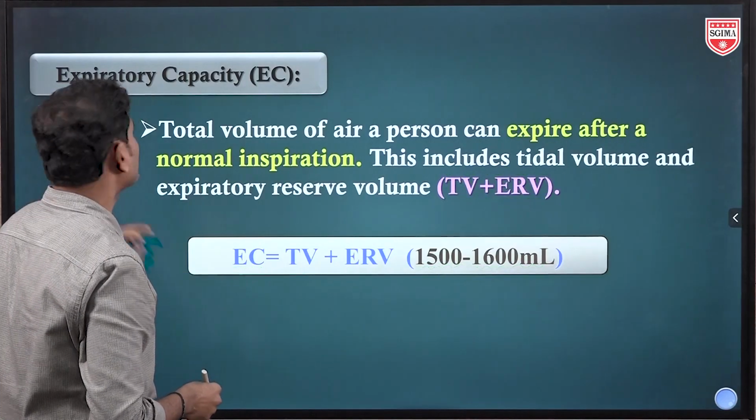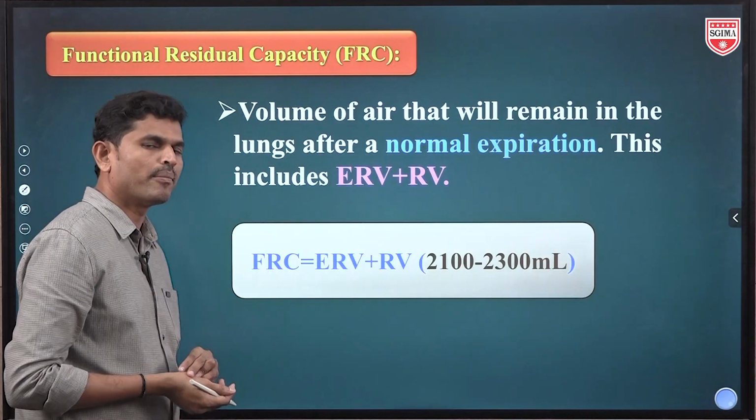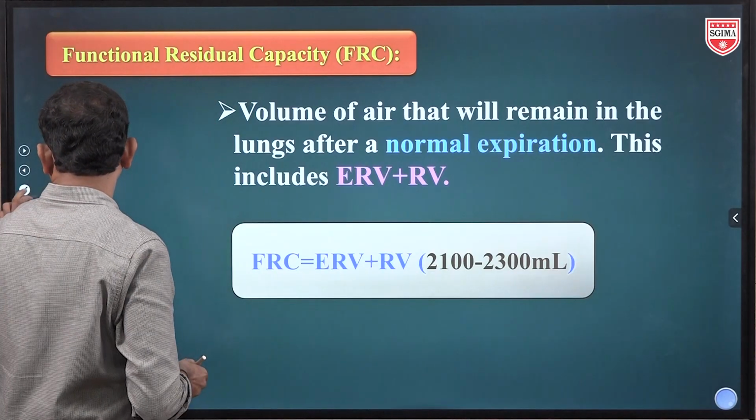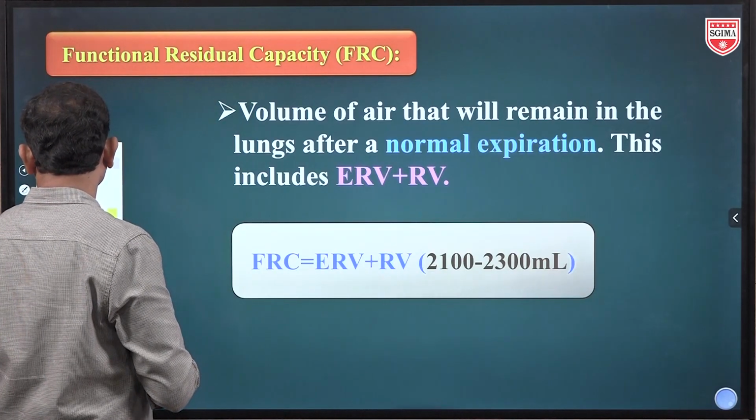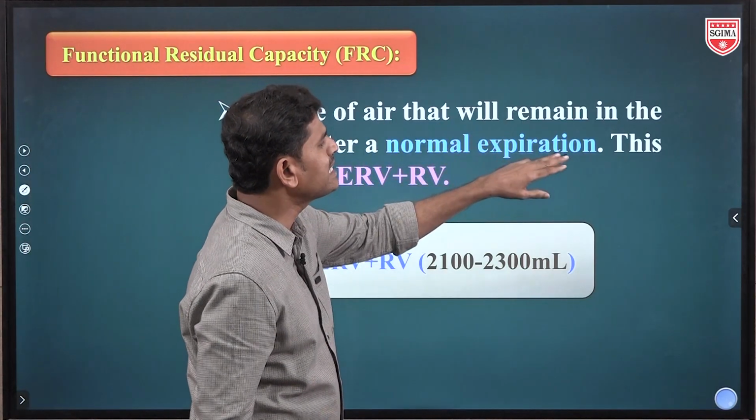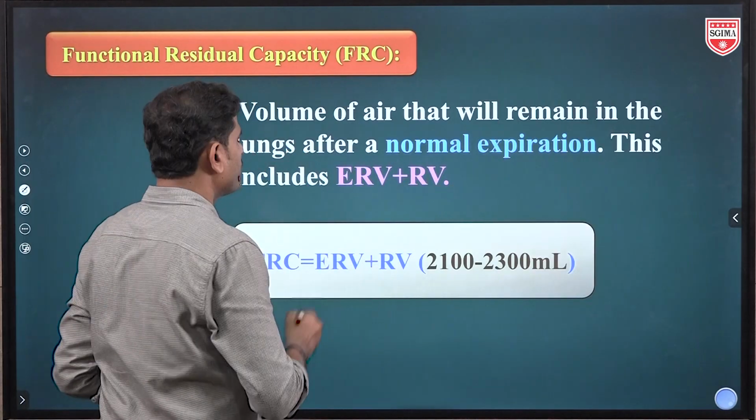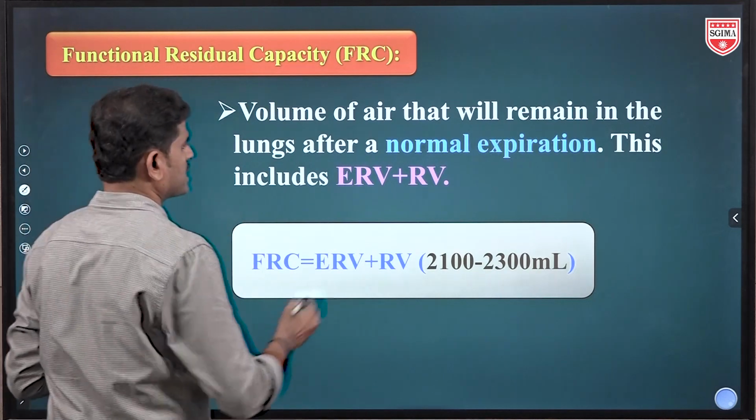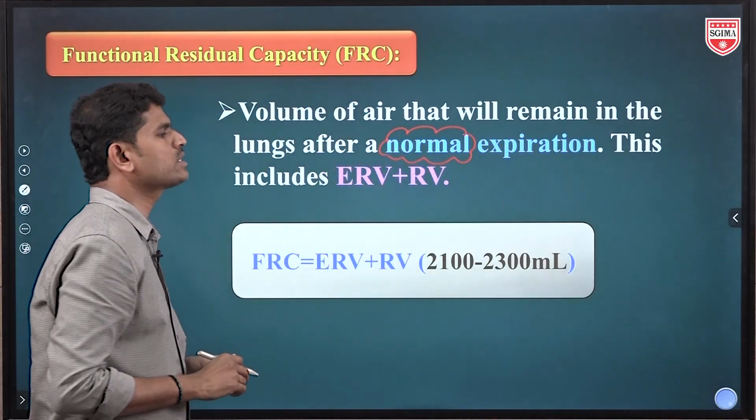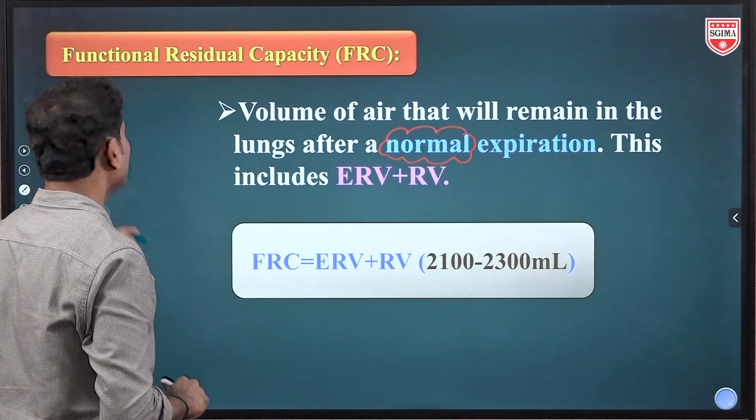Then we can see the next capacity. That is the functional residual capacity, abbreviated as FRC. Now, what is the definition of FRC? The volume of air that remains in the lungs after normal expiration. This is very important: after normal expiration. Because previously it was forceful expiration, but now it is a normal expiration.